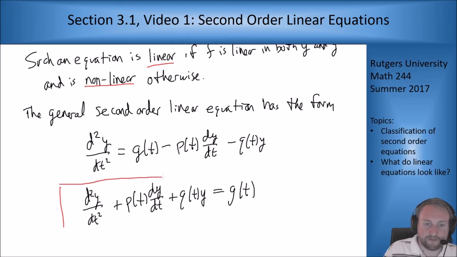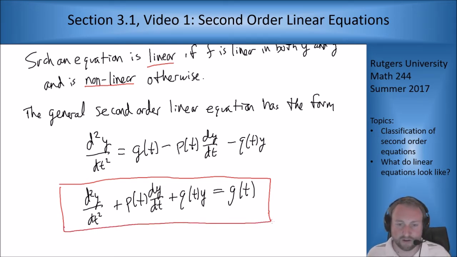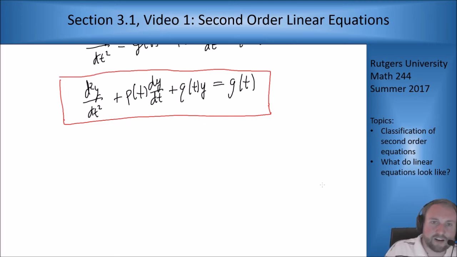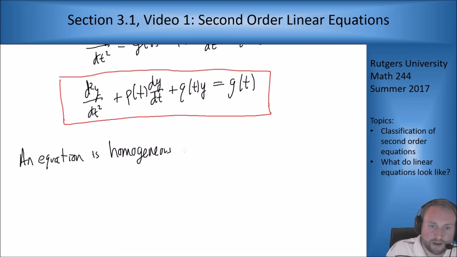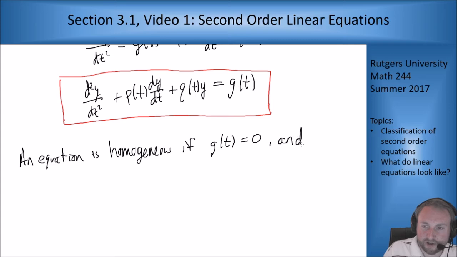So this should look vaguely familiar from how we set up our first order linear equations, right? We had dy dt plus p of t y equals g of t. Now here we just have two functions of t because we have a dy dt and a y that both can get functions attached to them. Now we have characterizations of these equations based on this function g of t. So we say that an equation is homogeneous if this function g of t is 0, as in if we just have a 0 right-hand side, and non-homogeneous otherwise.